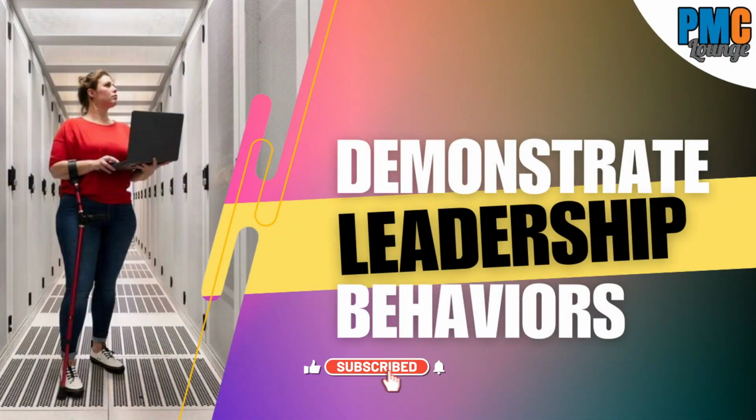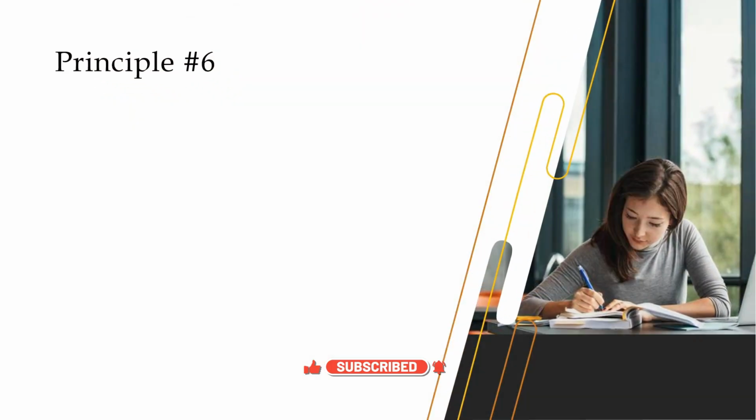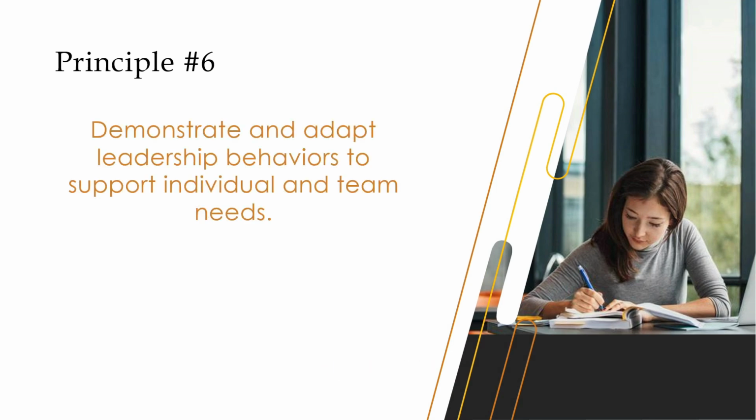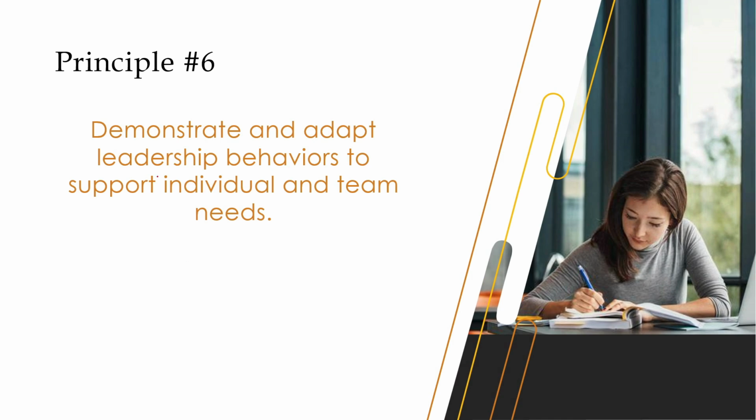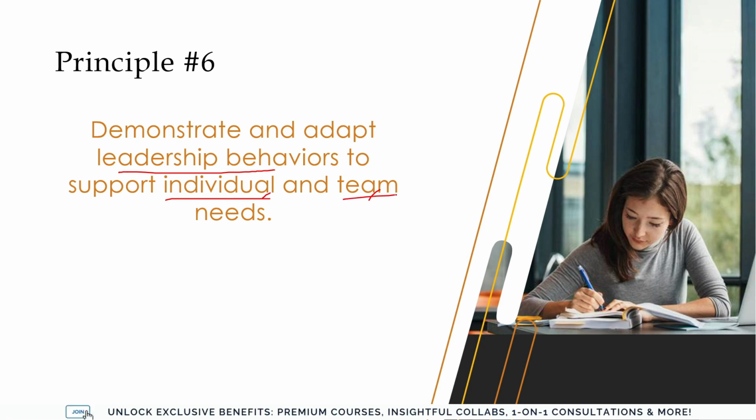So, without further ado, let me share the sixth principle of project management, which is all about leadership. How you, as a project manager, should be demonstrating leadership behaviors. So, here's what it says: demonstrate and adopt leadership behaviors to support individual and team needs. So, the reason you are demonstrating such behaviors is to be able to support the needs of individual team members as well as your team, right? The team as a whole may have certain needs as well.